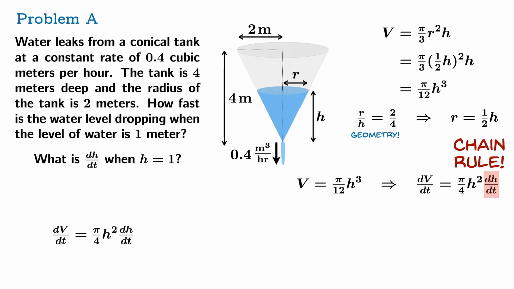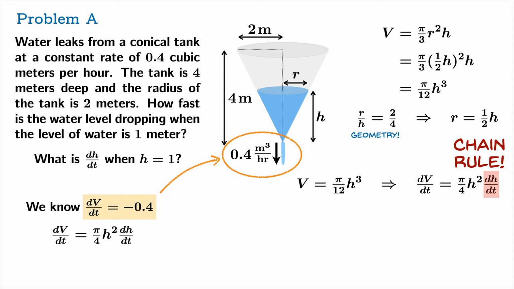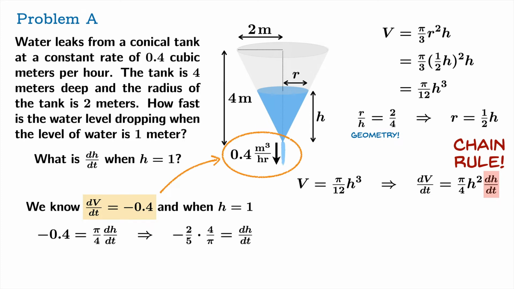We'll move this formula down into the lower left. Now we're going to remind ourselves that dV/dt is constant. We know that that is negative 0.4. So we'll substitute that into this equation. And when h equals 1, obviously we can swap out h squared for 1, and we just get negative 0.4 equals pi over 4 dh/dt, which we solve for dh/dt. Negative 0.4 is negative 2/5, so we can actually get an exact expression here. dh/dt is negative 8 over 5 pi meters per hour, and numerically that's about negative 0.509 meters per hour.